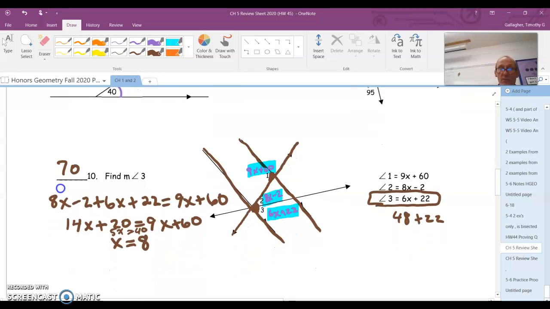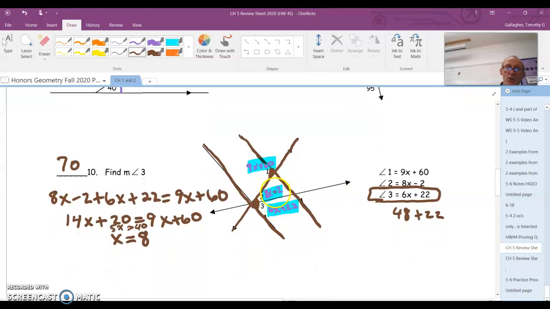So the equation from the facts is adding these two expressions to set it equal to this expression, because these two angles add up to the same as this one. They are alternate interior angles.